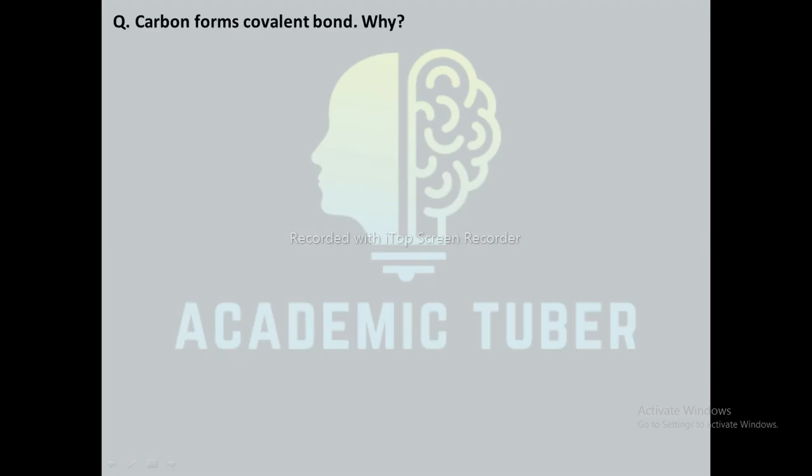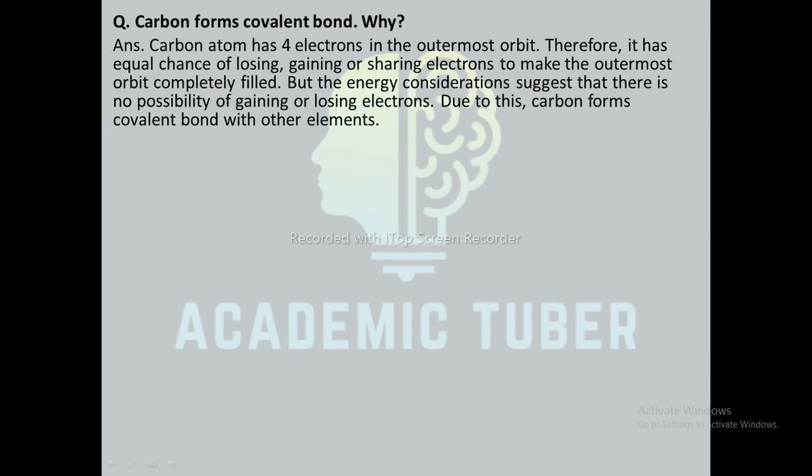Next question. Carbon forms covalent bond. Why? Carbon atom has 4 electrons in its outermost orbit. Therefore, it has equal chance of losing, gaining or sharing electrons to make the outermost orbit completely filled. But the energy consideration suggests that there is no possibility of gaining or losing electrons. Due to this, carbon forms covalent bond with other elements.